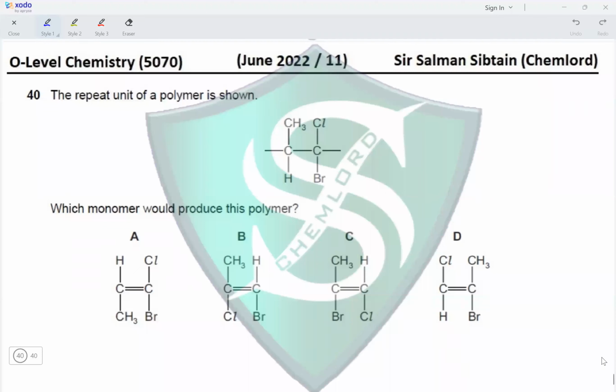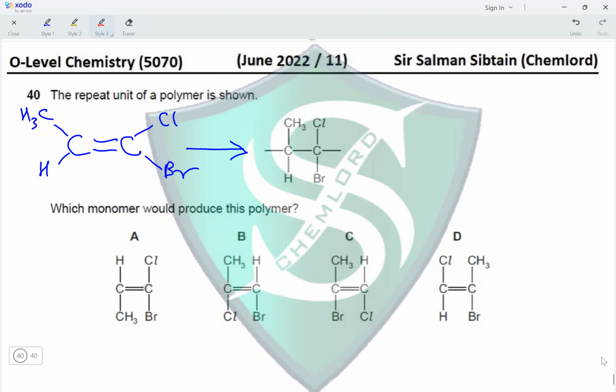Question 40. The repeat unit of a polymer is shown. Which monomer would produce this polymer? Now, since all the options have a double bond present, we can easily work out the monomer because in addition polymers, the double bond opens up. So, a carbon-carbon double bond is present. The carbon atom on the left has a CH3 group and a hydrogen atom, and the one on the right has a chlorine and a bromine group attached to it.